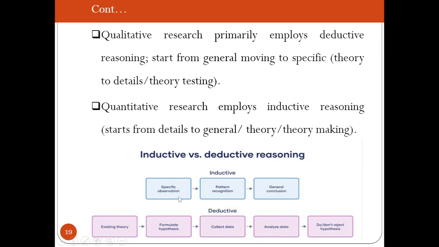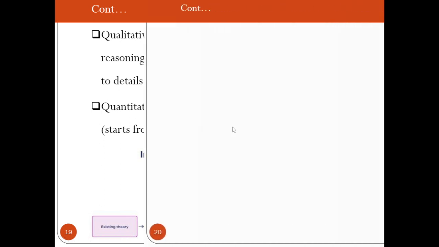So generally we can say that in inductive reasoning, you start from specific information or details, and then you go to a conclusion. But in deductive research, or research worked on within the deductive framework, you start from the general and then go to the specific. So it means that you are going to data or information.